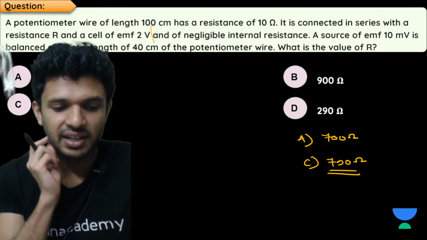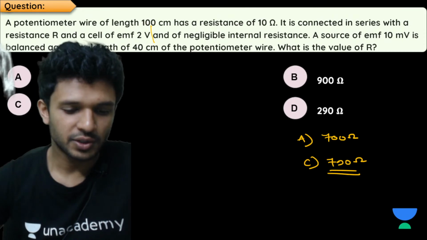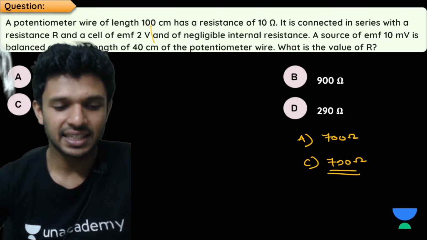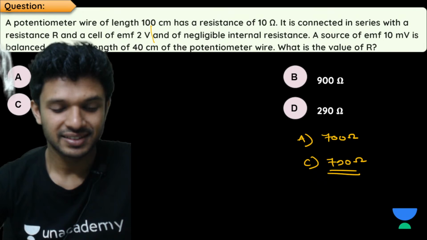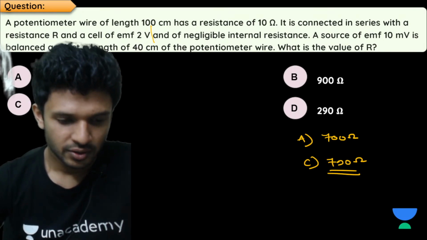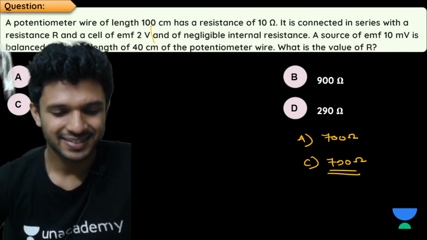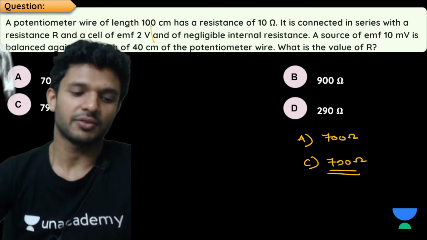Tanishq says option C. Last 10 seconds for those who haven't given the answer. 4 ohms, Mayara, there is no such option as 4 ohms. 790, option C. Okay, very good.